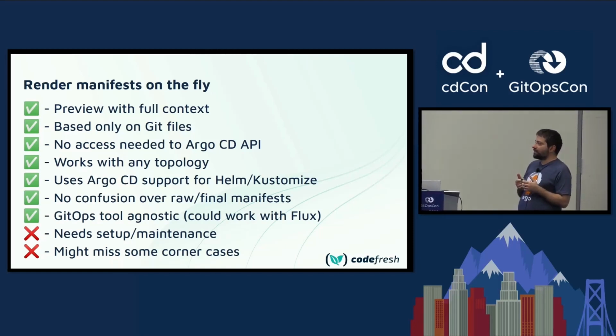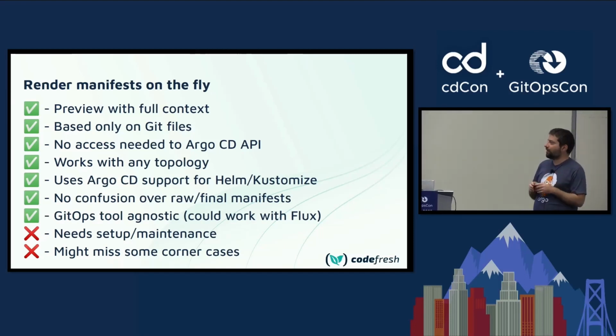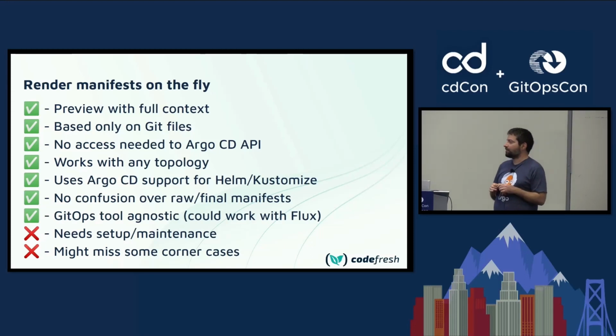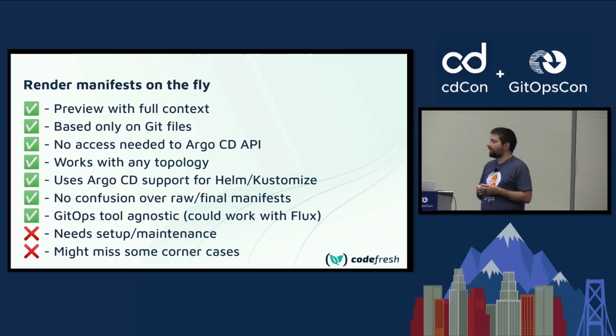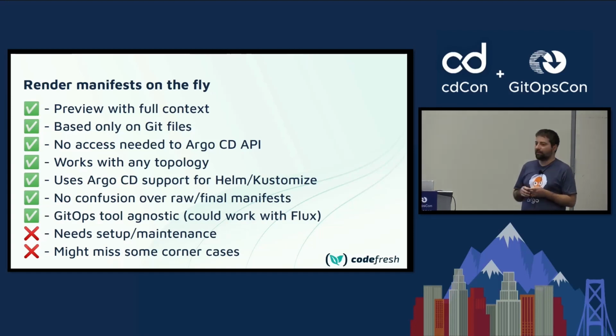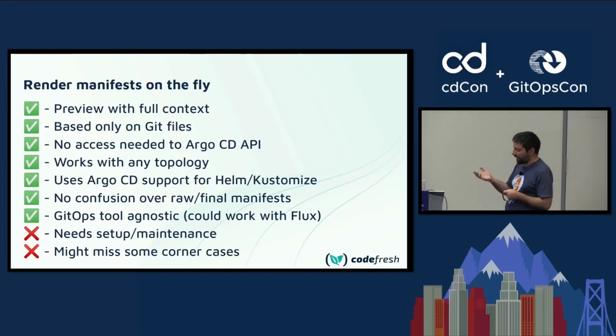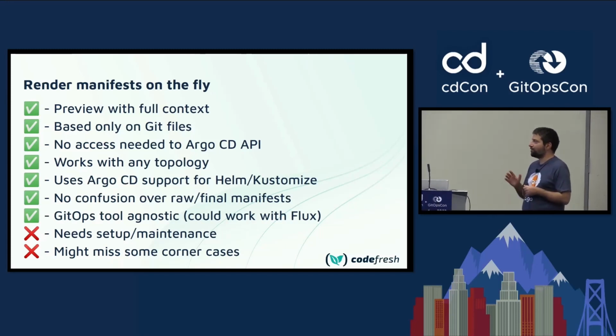There are some disadvantages. First of all, you need to set up this rendering plus commenting process. But as I said, your CI system is not now a single point of failure. So if your CI system is down, you can still deploy, but you don't get access to this nice diff. And specifically with Helm, you might miss some corner cases on what you see with this diff compared with what actually goes into the cluster. So maybe in some cases, it's misleading, but I think the advantages outperform the disadvantages.